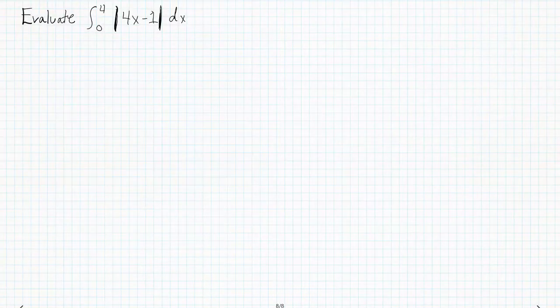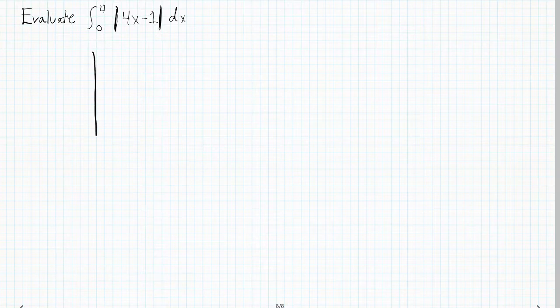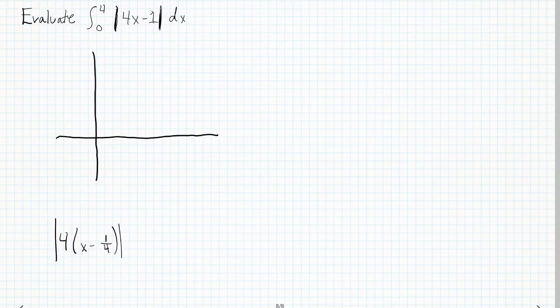So now that you've seen all those working together, let's try and work our own here. You have the graph of the absolute value of 4x minus 1 on the integral from 0 to 4. Okay, so notice this is always going to be positive. That's not too bad. Another way to write that too, you could do 4 and then that's x minus 1/4 essentially, right? If we said this is f of x.